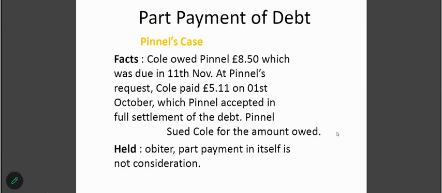I mean, what you say here is, whatever Coal paid on the 1st of October, legally speaking, he still had to pay him the full amount. Okay, that is not a consideration.